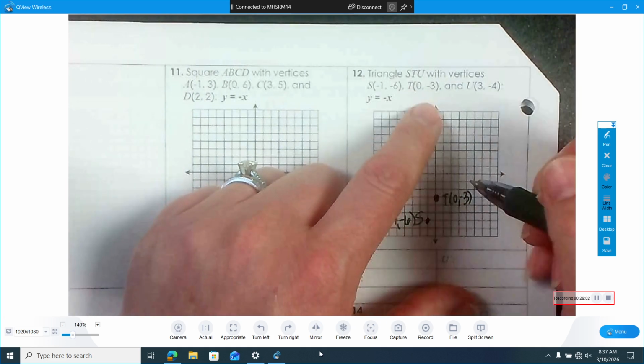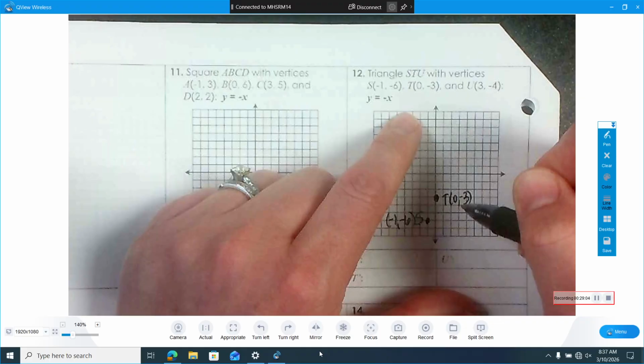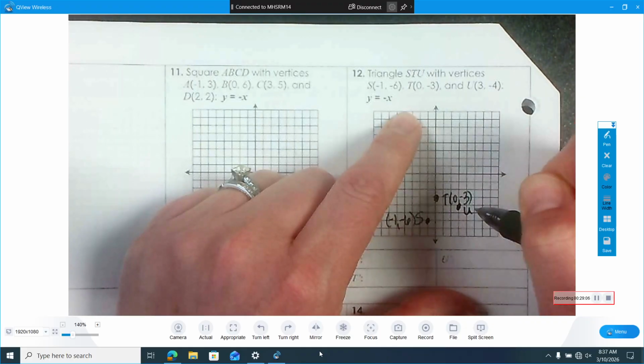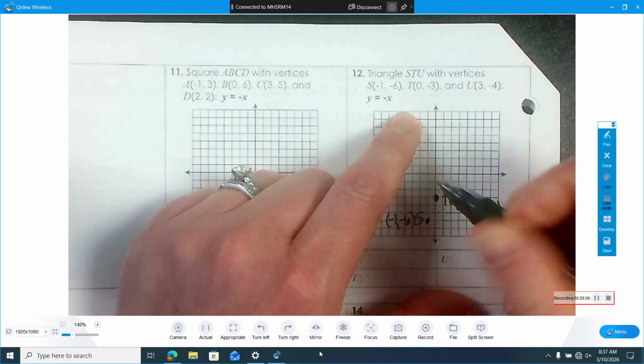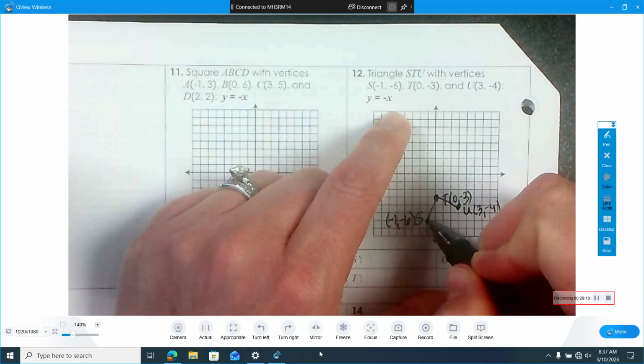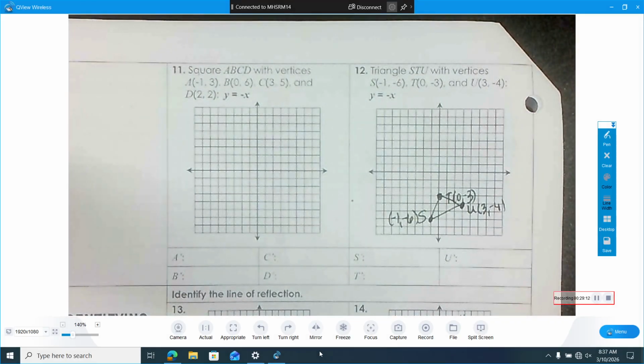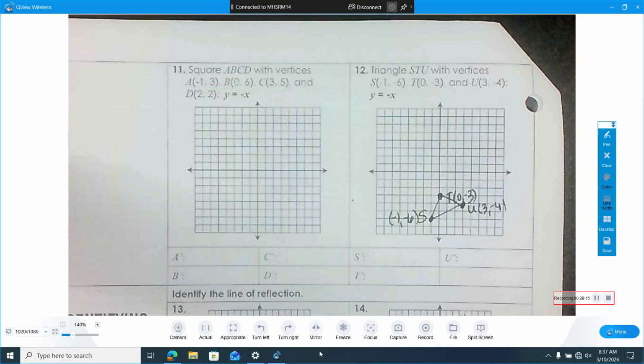And U is at 3, negative 4. So I have a little triangle. You'll notice I'm doing the triangle ones, not the quadrilateral ones, so fewer points to graph.